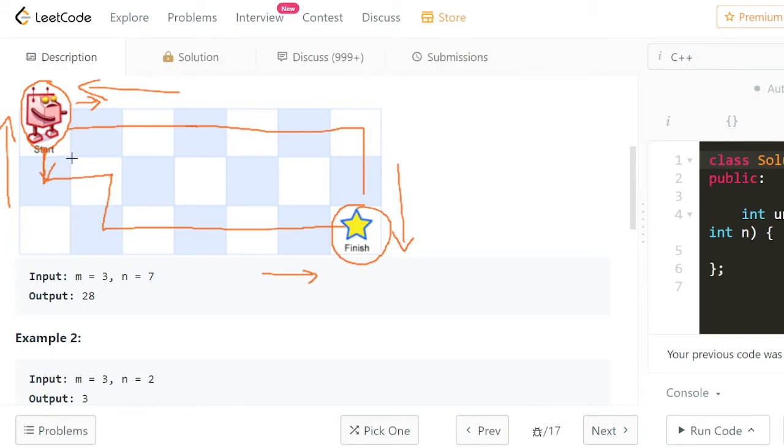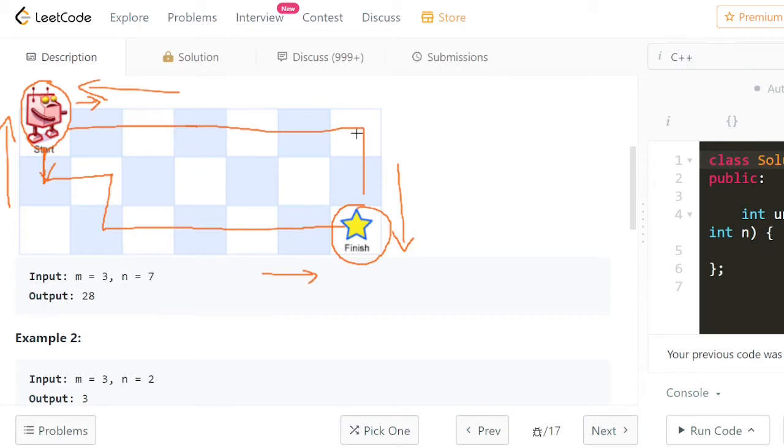Similarly, if you consider this example, here we are given the number of rows as 3 while the number of columns is 7. The total number of unique paths for this input is 28. So there are 28 such paths through which the robot can go from start to finish. I hope that you understand this problem.